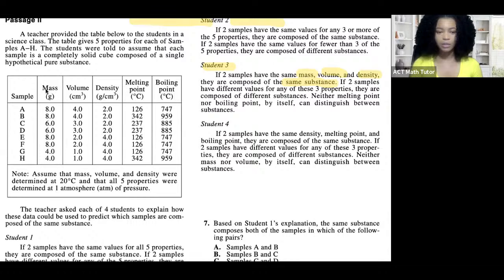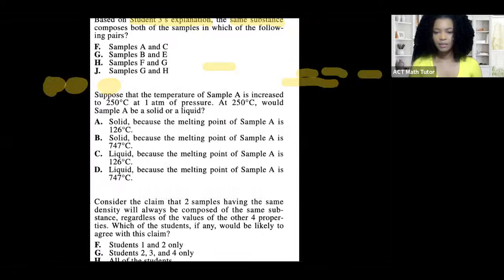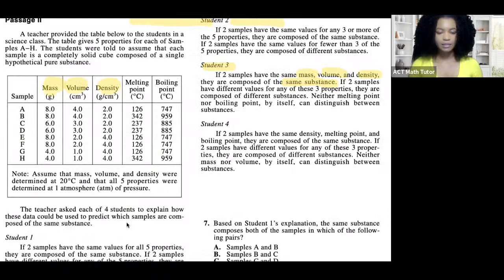Remember, this time we're looking for mass, volume, density needs to be the same, okay? All right, so samples A and C first. Highlight those. Mass, volume, density, but mass, volume, density, no. The mass is wrong, the volume is wrong, so it's not going to be that first answer choice of F. That's incorrect.